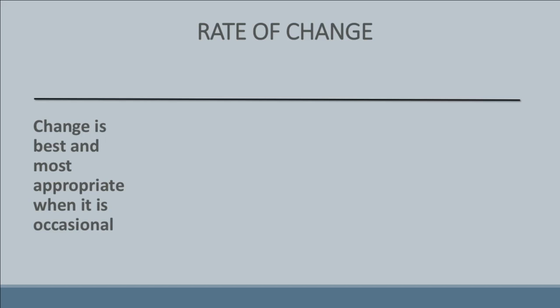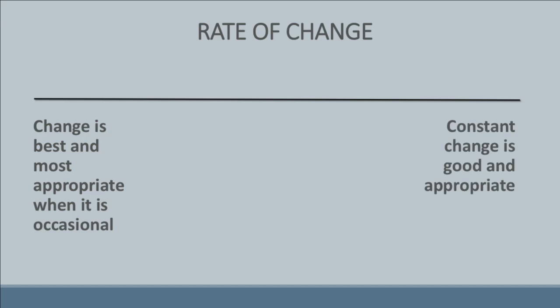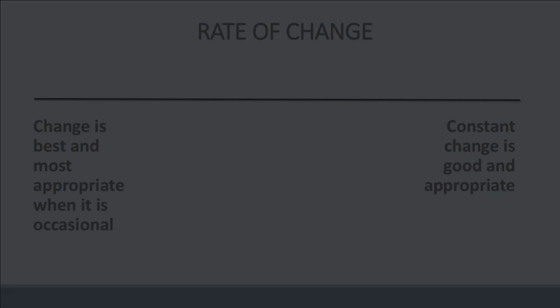So on one end of this continuum, you could think that change is best and most appropriate when it's occasional. So yes, change is needed, but only occasionally. Well, the other end of this continuum is that change is constant, and that constant change is good and appropriate. That's life. And so you could think of the rate of change making up this continuum line. Well, there's another one, and that's independent of the rate of change. How about the intensity of change?